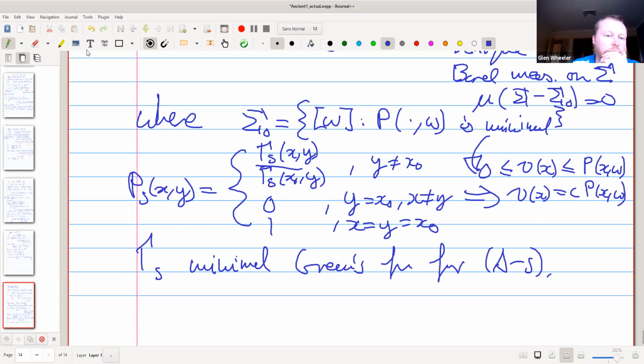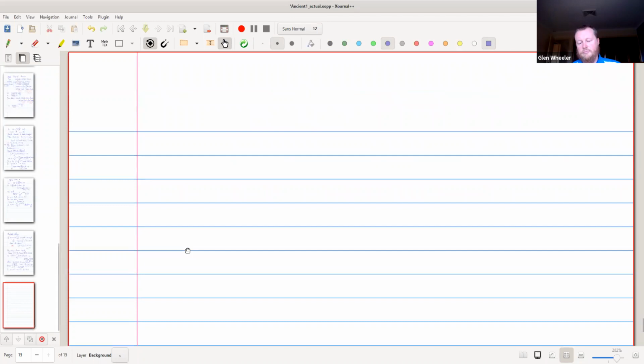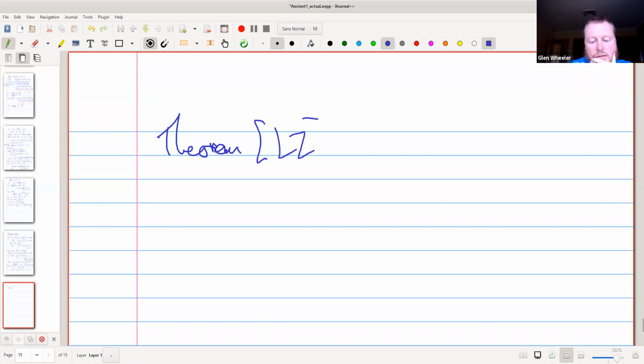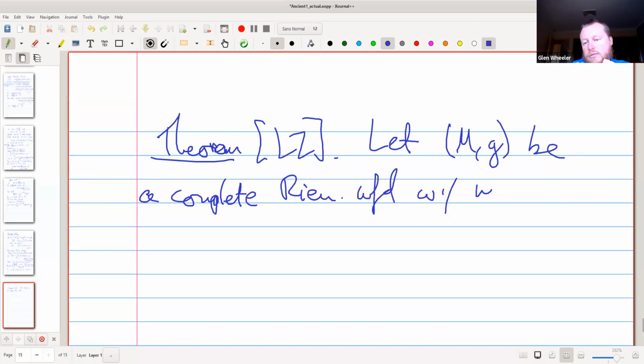Okay, now I can state the thing. On a manifold, we've got this theorem. This is, of course, Lin and Zhang. Okay, it looks like this. Let (M, g) be a complete Riemannian manifold with non-negative Ricci.